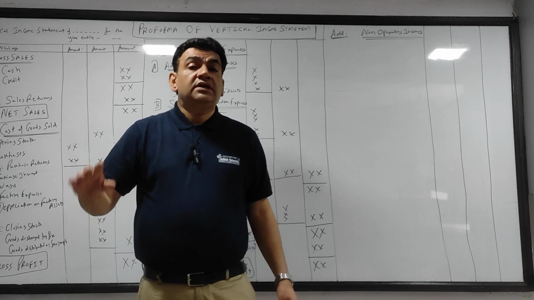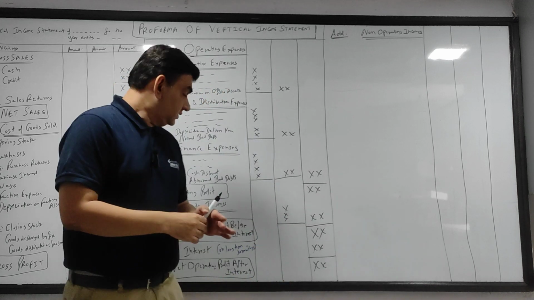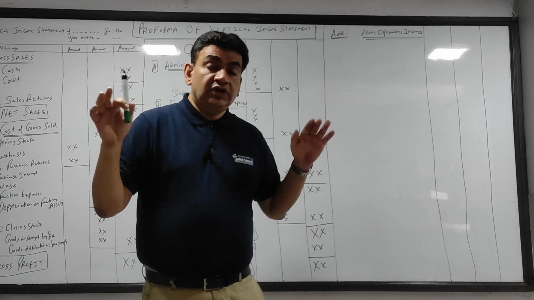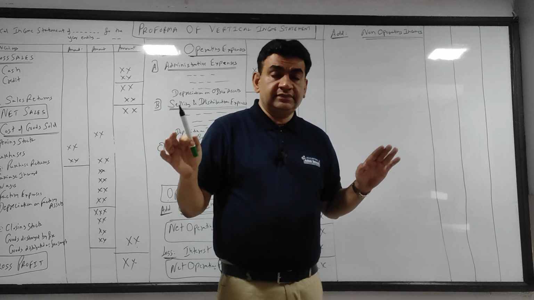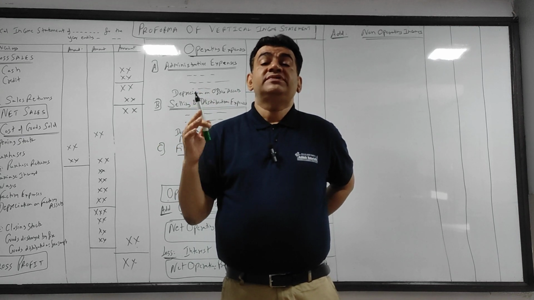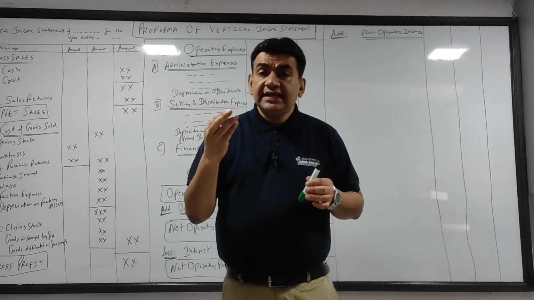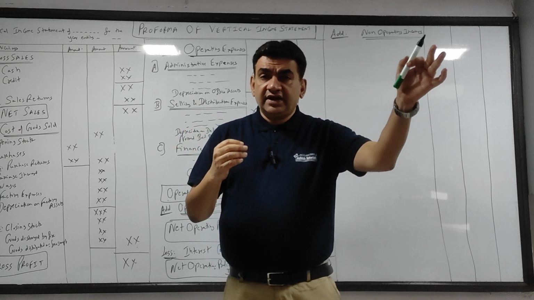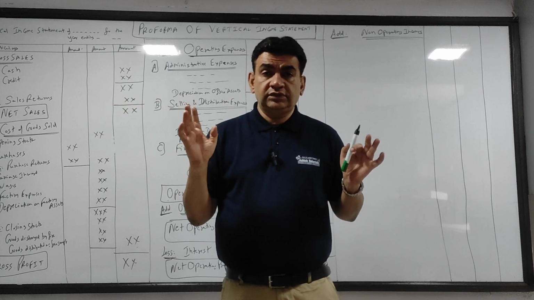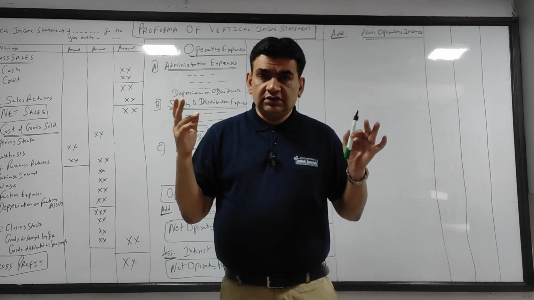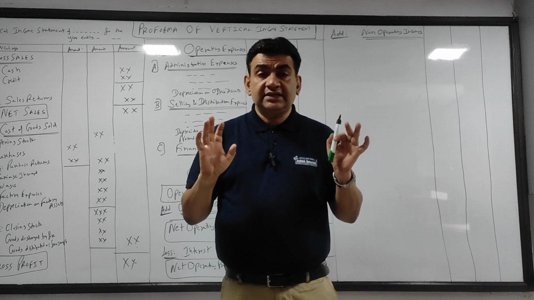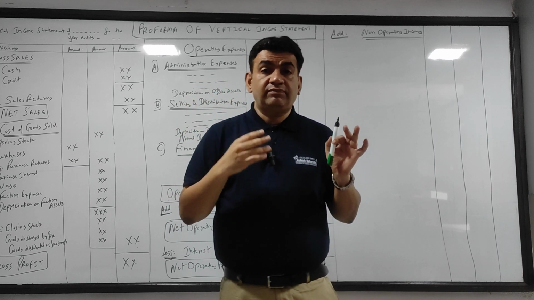Non-operating incomes are those incomes. See, operating income is that which you get as a part of your day-to-day activities. Non-operating income is an income, but that has got nothing to do with your day-to-day business activity. Example, now there's an air conditioner running here. I buy the AC for the cooling of the classroom. Without AC you cannot run a business nowadays. Now, I buy the AC. I'll provide depreciation on it.